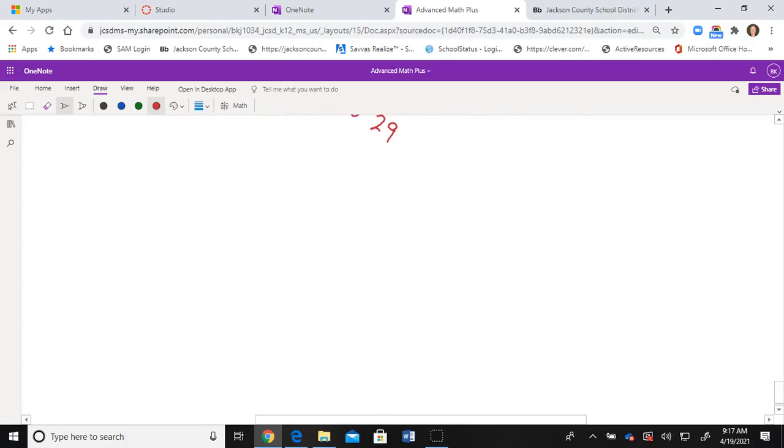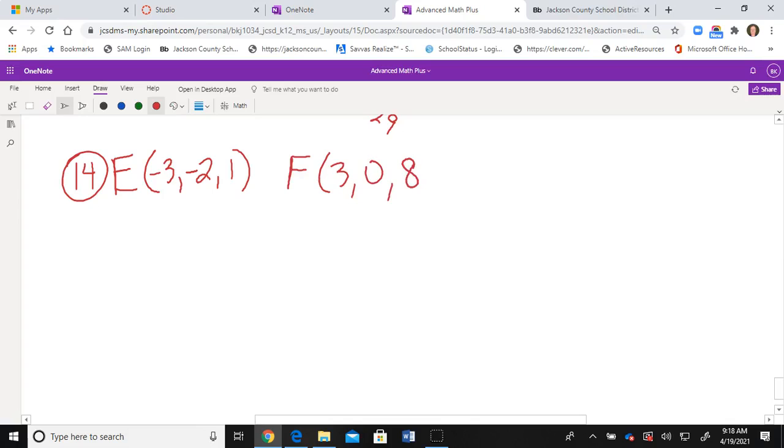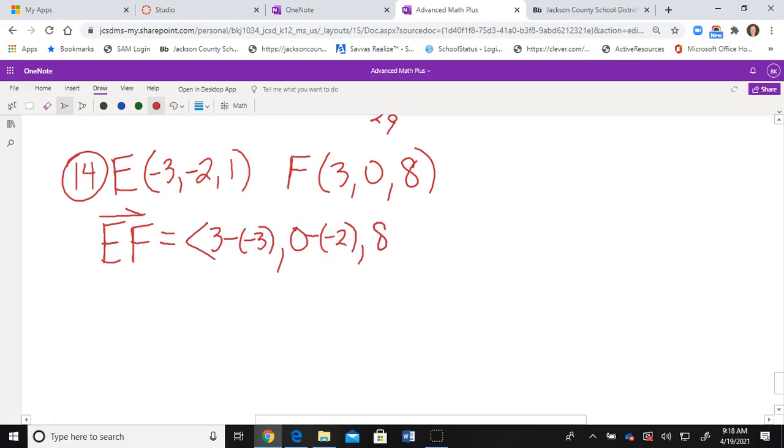14. E is negative 3, negative 2, 1. F is 3, 0, 8. And again, these are points, and I'm making the vector. So that's 3 minus negative 3, 0 minus negative 2, 8 minus 1. So 6, 2, and what'd you say, 7? That is correct.